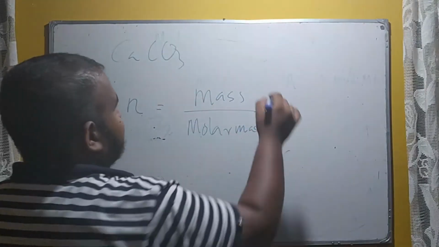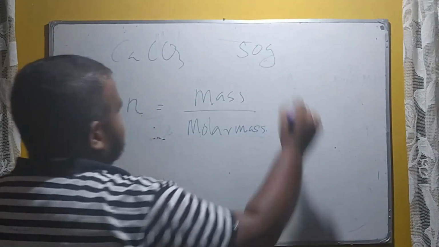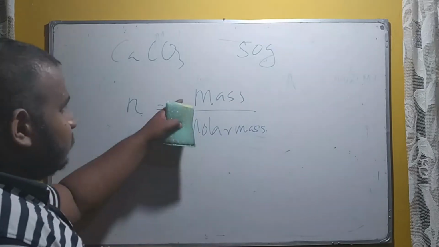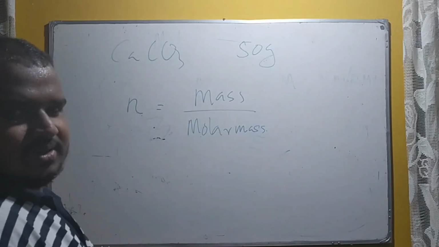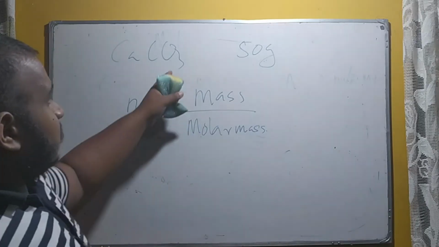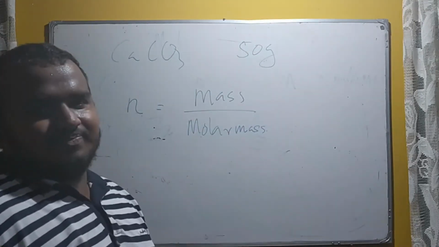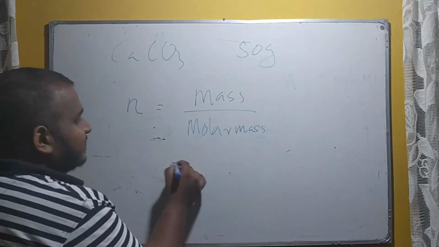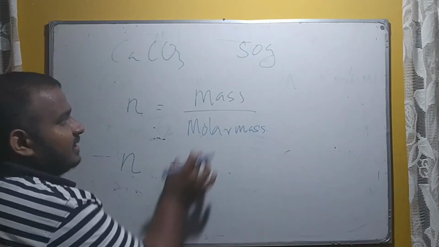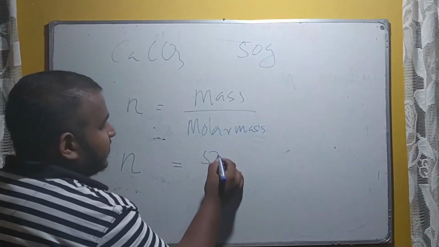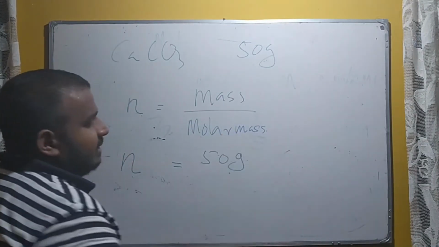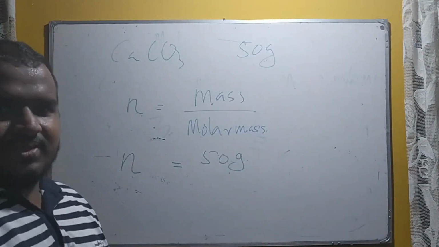How many atoms are there present in 50 grams? That's the question. So this is the equation we studied. The given mass of substance is 50 grams. Number of moles is equal to the given mass over molar mass. The given mass is 50 grams.